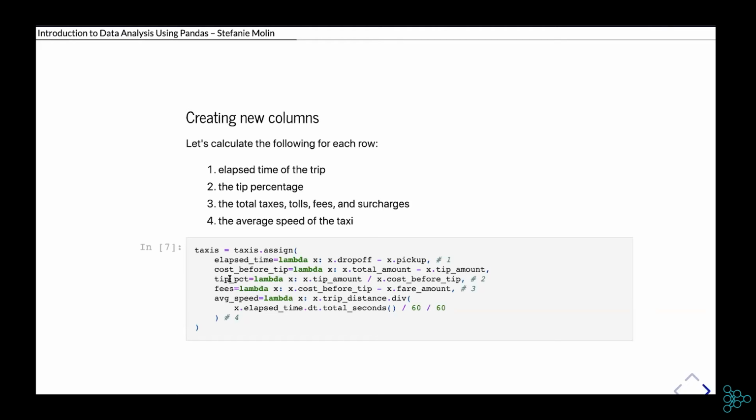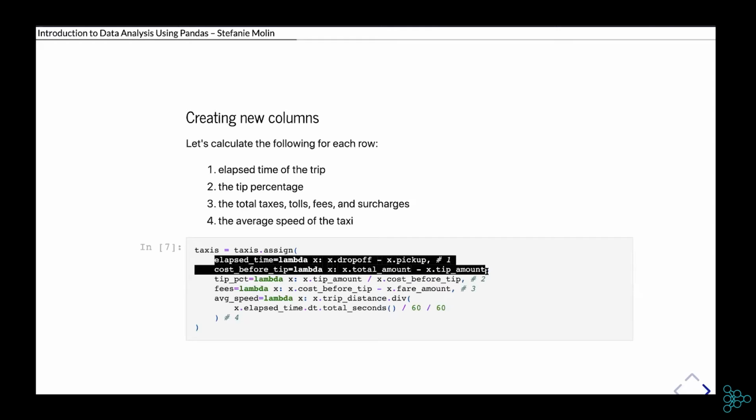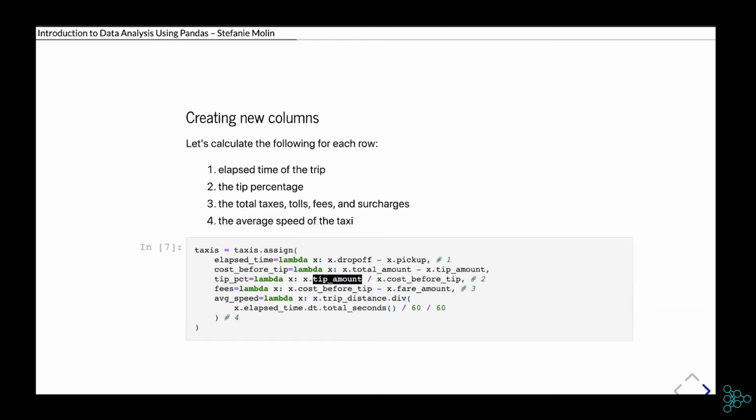When we get to the tip percentage, this is for the second question up here. To do that, we actually need to access that cost before tip column that doesn't exist in taxis, but it does exist if we pass in the lambda, because at the point that the lambda gets evaluated, this x will be the data frame after running these two. So at that point, we have cost before tip. Then we can say that it should be the tip amount divided by the cost before tip. So now that gives us our tip percentage.